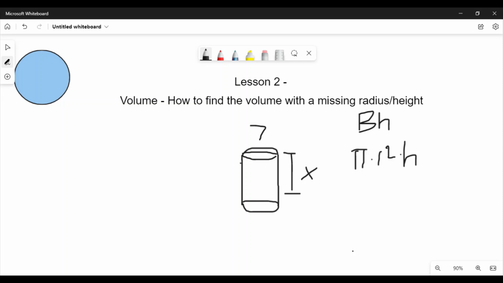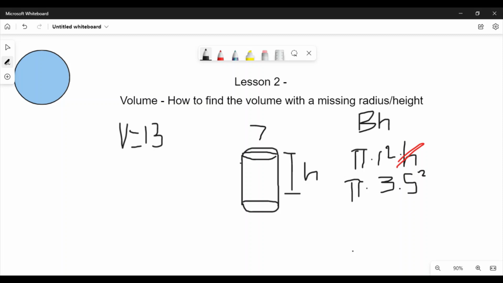So we have to find the radius, so let's divide the 7 by 2, which is 3.5. So let's put that in the equation. Pi, which is in this case 3.14, times 3.5 squared. And since we don't know the height, we'll just cross it out for now. I'm going to change the x to h, and the volume for this one will be 13.